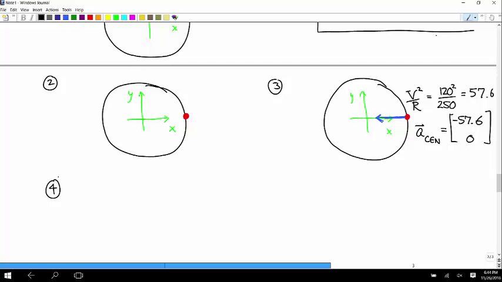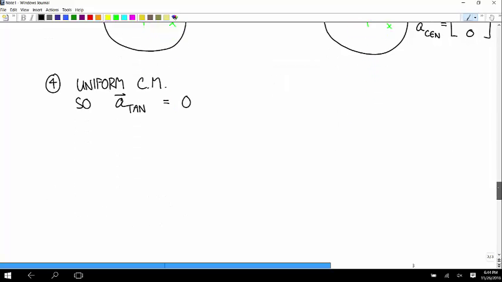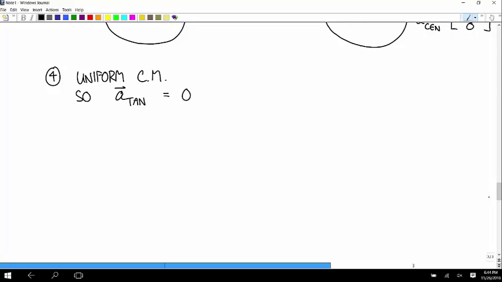We don't need it. That's right, because this is uniform circular motion. Uniform circular motion. So the tangential acceleration is 0. And so then what's step 5?